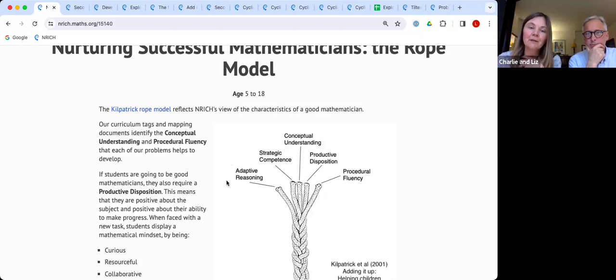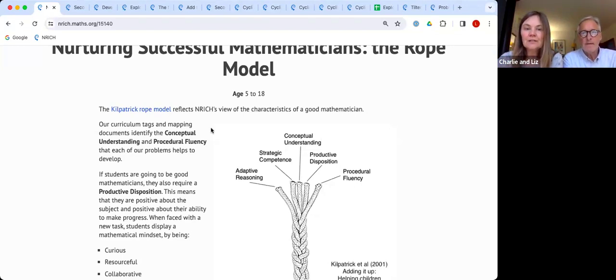The last two strands of Kilpatrick's rope model are about those skills that you bring to bear as you're faced with a mathematical problem. So strategic competence: do I know what to do if I'm given a task that is a challenge to me and I've not seen before? Can I use my reasoning to explain why I've tackled it in a particular way? Could I go on to prove my solution?